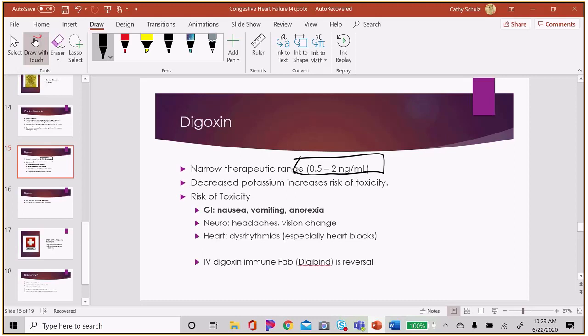The other issue is that with digoxin, there's an increased risk of toxicity if the potassium level is low. It's not that digoxin causes hypokalemia. It just means that if the potassium is low, it changes the way the body metabolizes the medication, and there's an increased risk of toxicity.